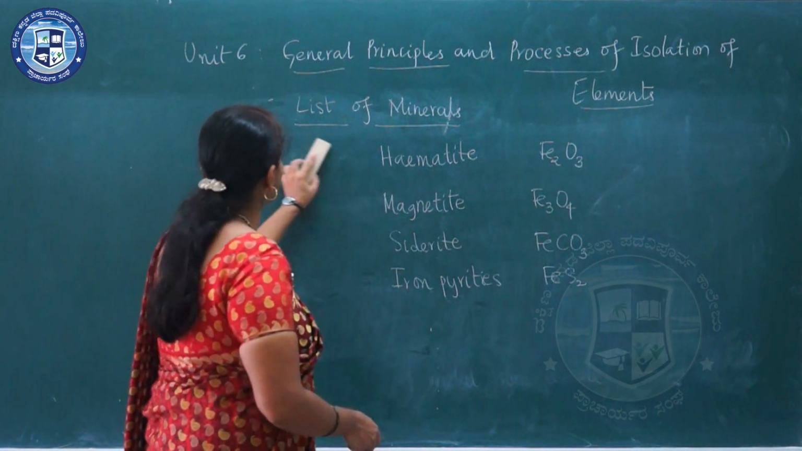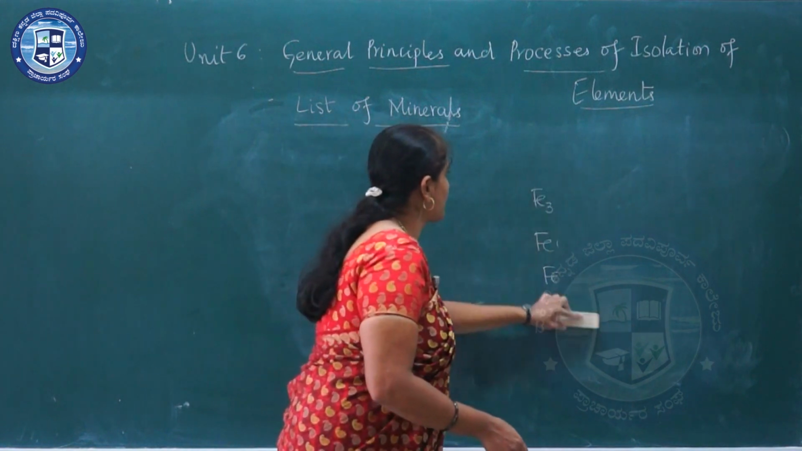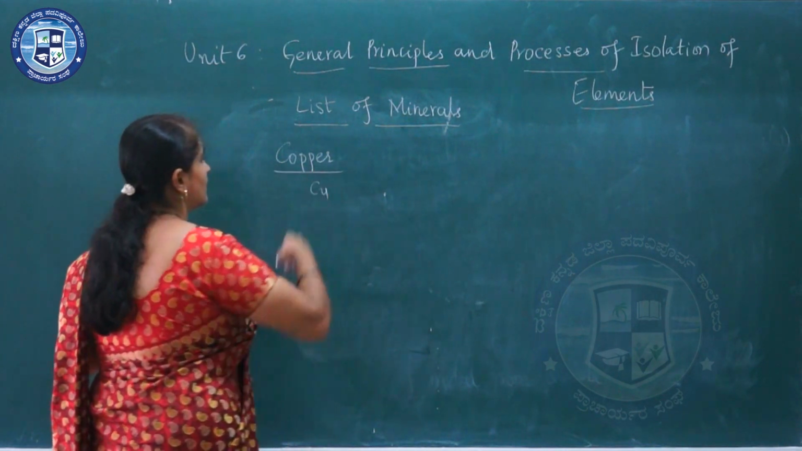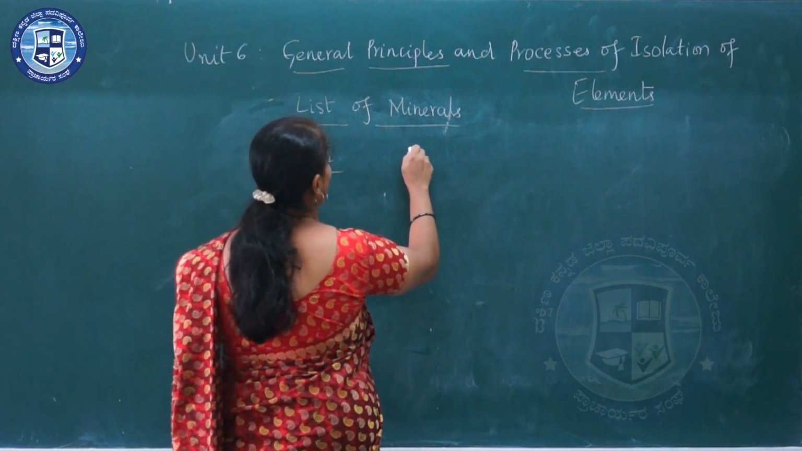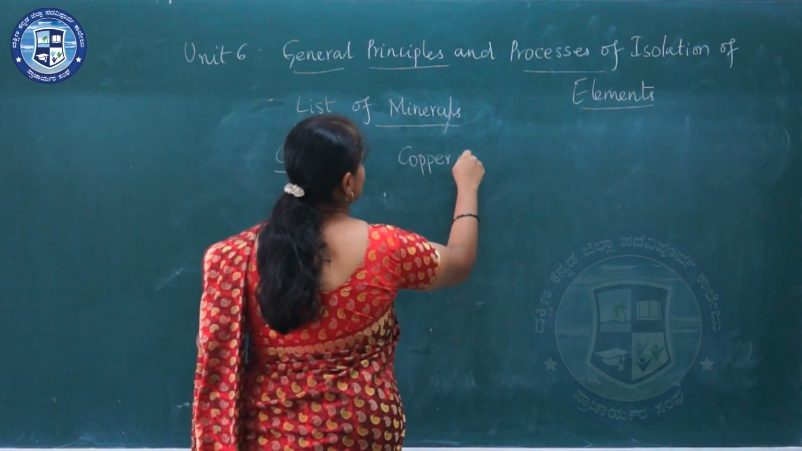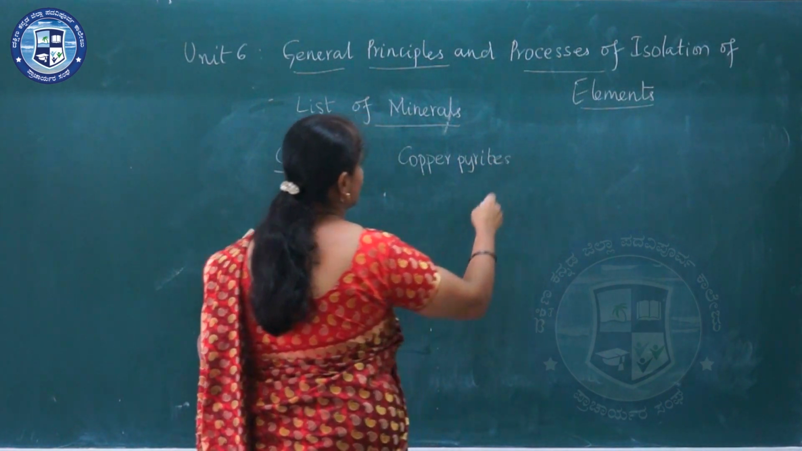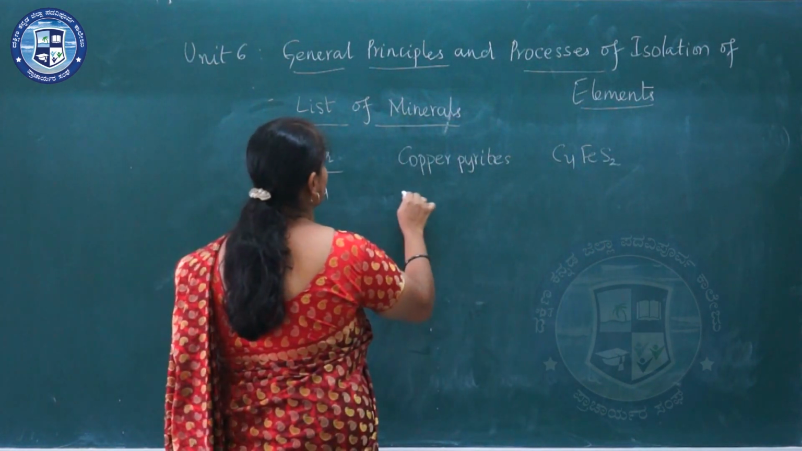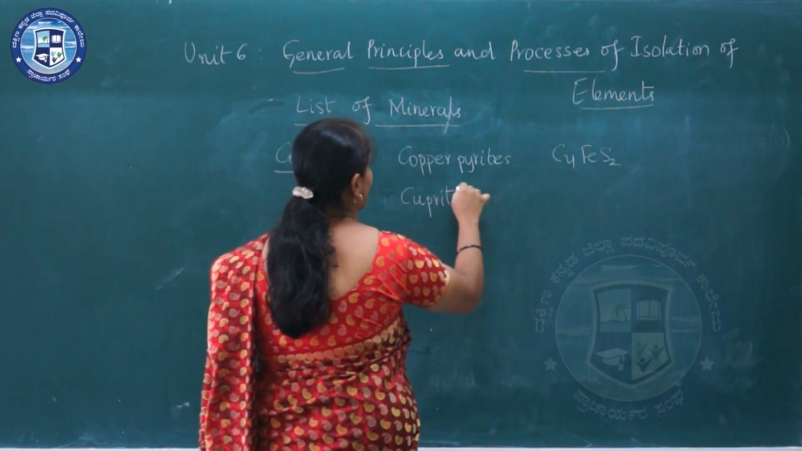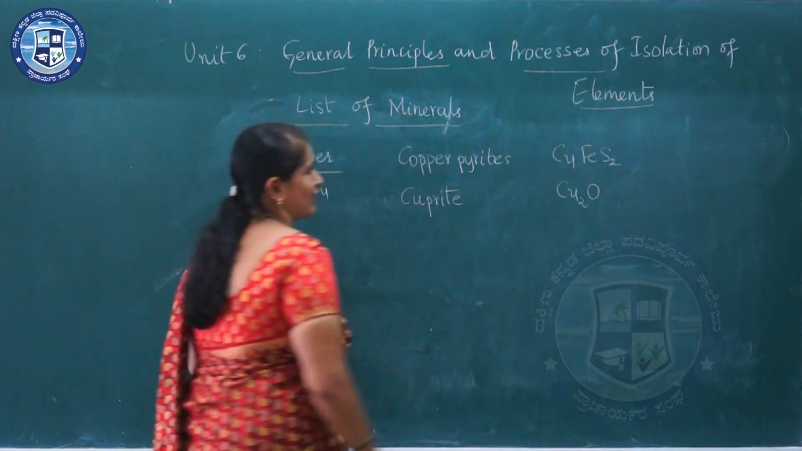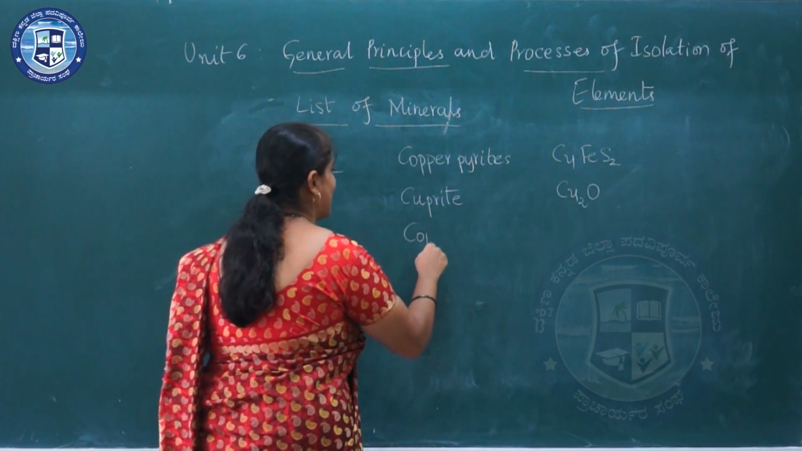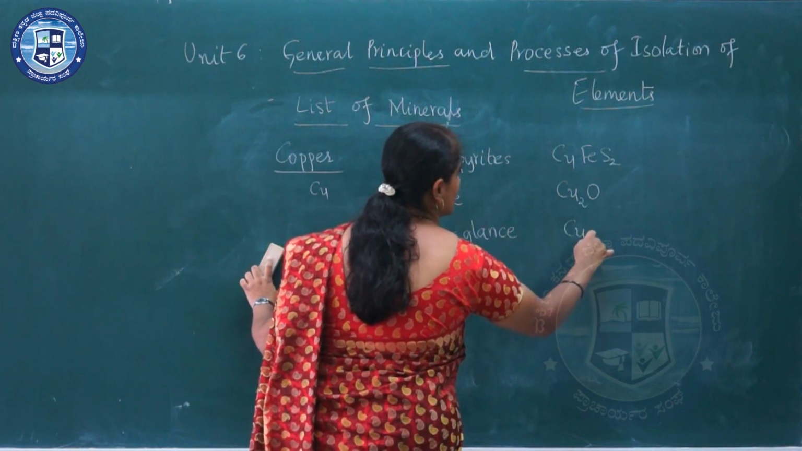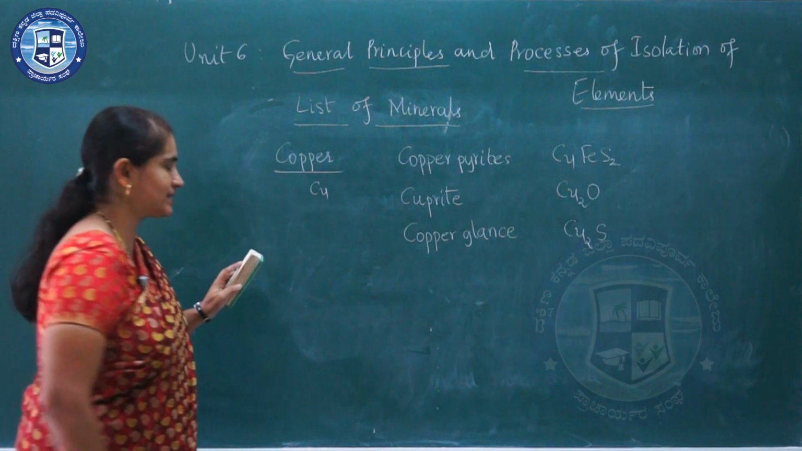Then next, let me move on to copper. For copper, with the symbol Cu, there are several minerals. We have copper pyrites, similar to iron pyrites, with the formula CuFeS2. Also we have cuprite. Cuprite is an oxide ore of copper with the formula Cu2O. Copper glance is again a sulfide ore of copper containing Cu2S.